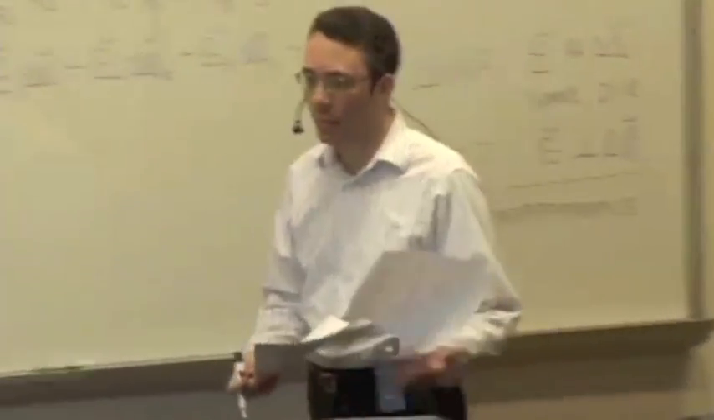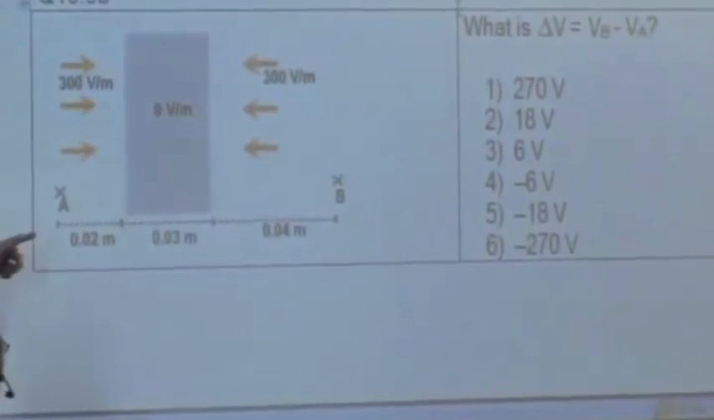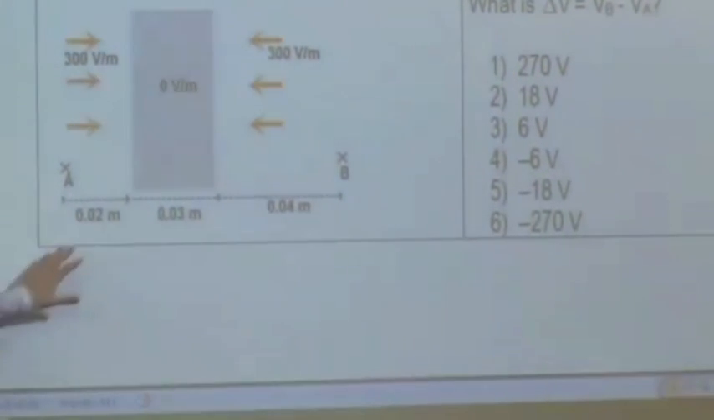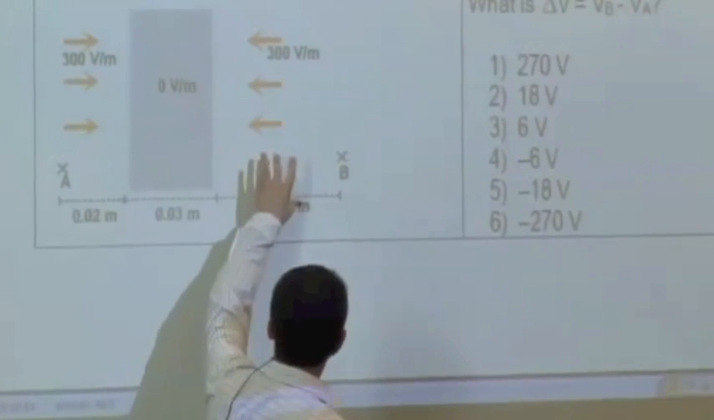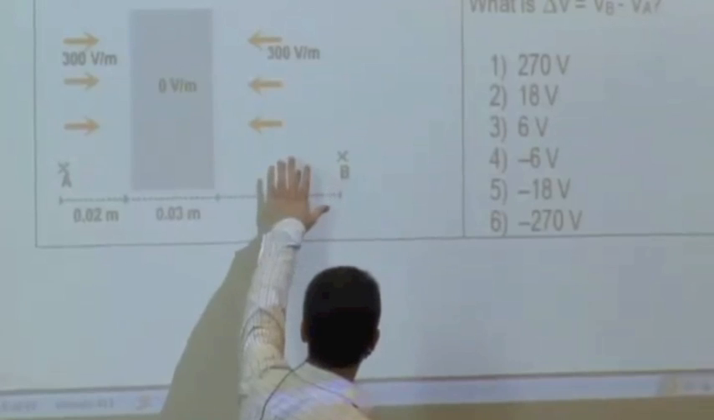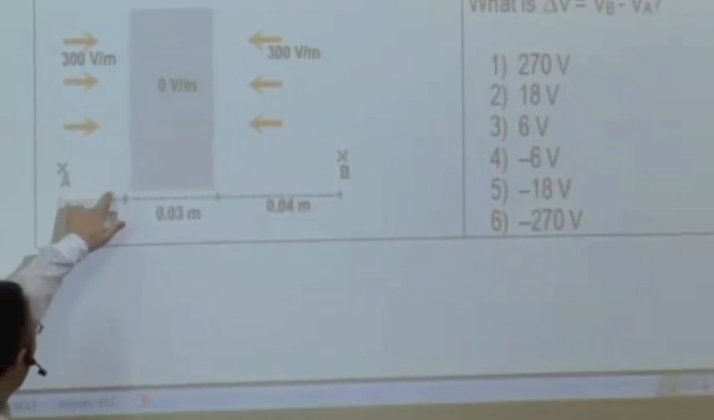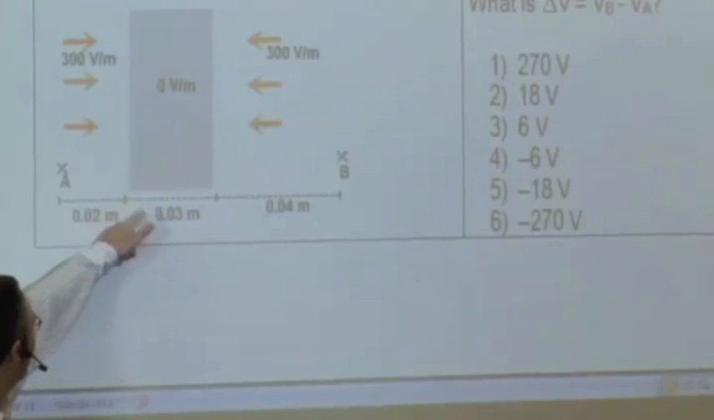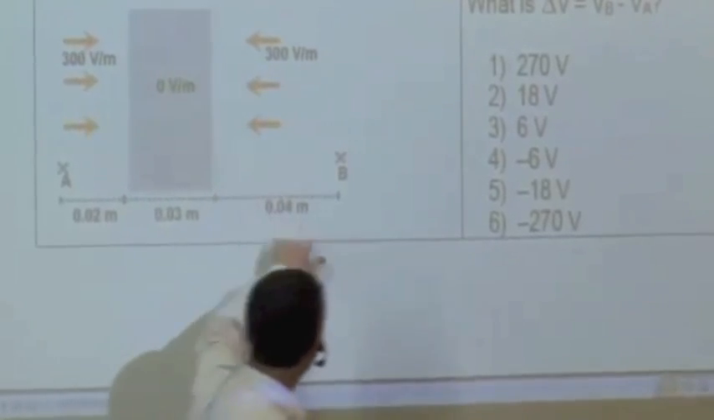So let's try an example. Where would we see a situation like this? So we have some region of uniform electric field over here that is 300 volts per meter pointing in the positive x direction. And then we have some region here where the electric field is 0, and some region here where the electric field is 300 volts per meter pointing in the negative x direction. The distance from point A to this surface is 0.02 meters. This distance is 0.03 meters, and then this distance is 0.04 meters to B.